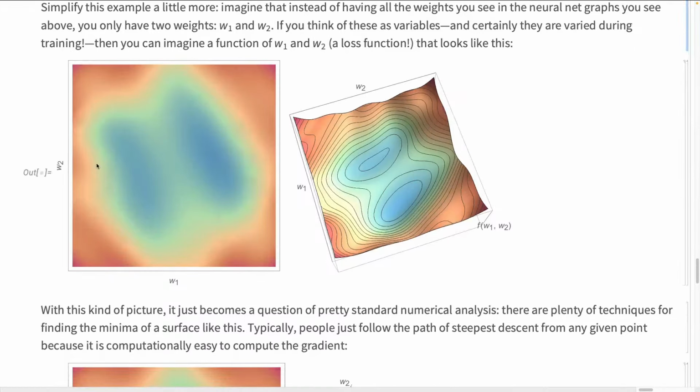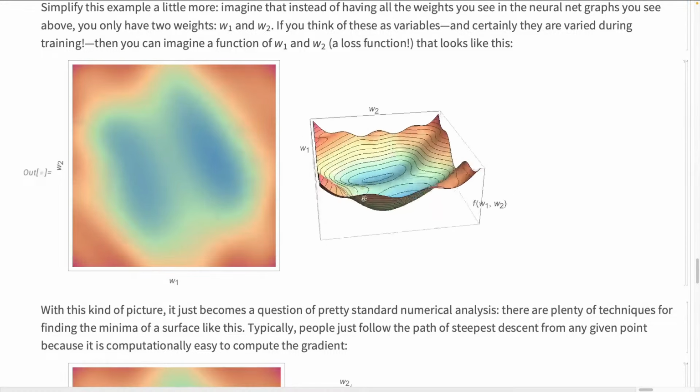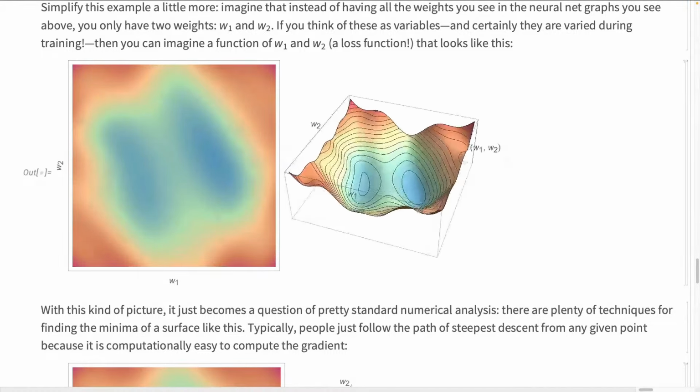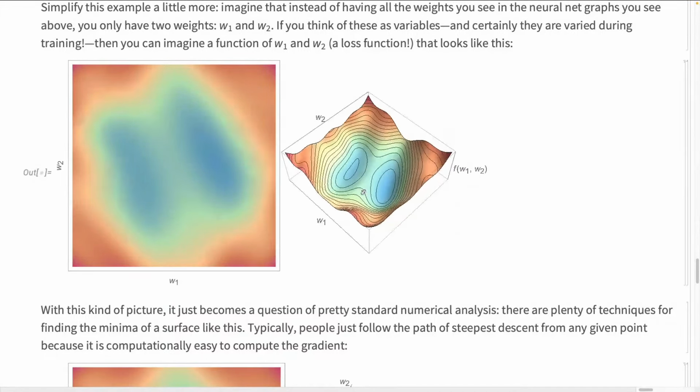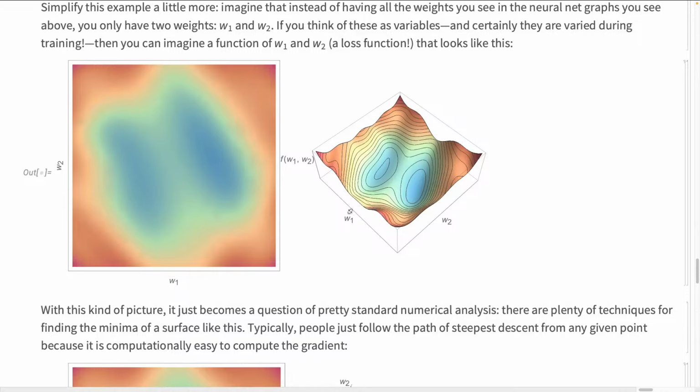And so here, redder numbers are higher. We're further away from where we want to be. Blue numbers are lower. We're closer to where we want to be. You can see that in the 3D plot here. And so what we can do is say, I want to adjust my parameters, my 2 weights, such that I get the smallest possible difference between my desired outputs and the outputs my network is calculating.